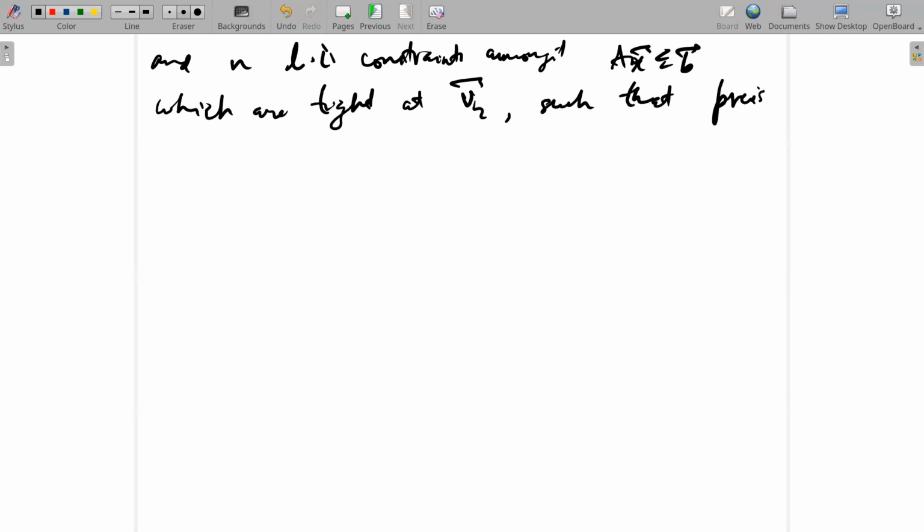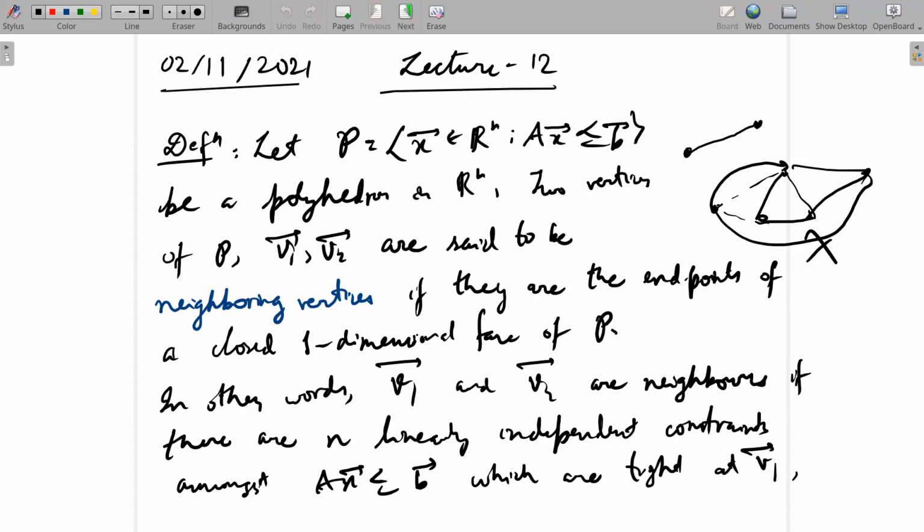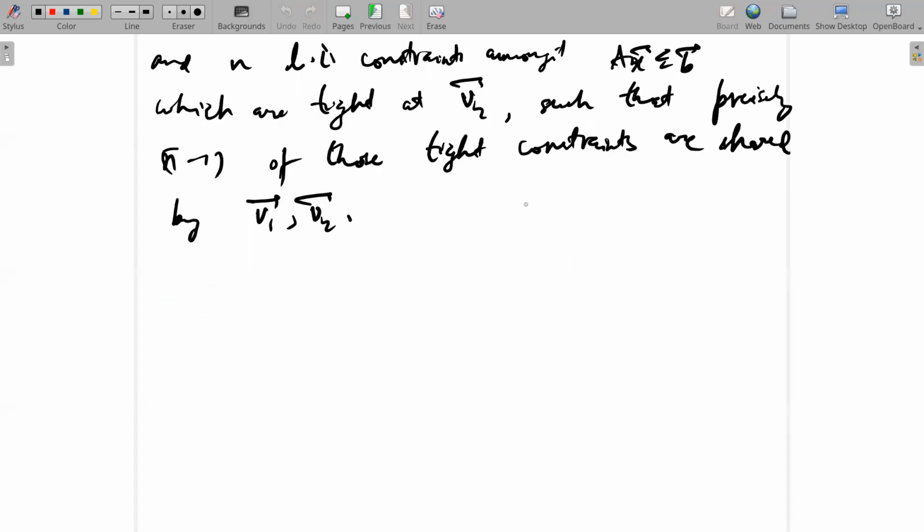So this is the geometric picture I was mentioning, with the constraints shared by V1 and V2. And why is this a geometric picture? That's because every single inequality constraint gives you a closed half space. So essentially the boundary is a hyperplane.